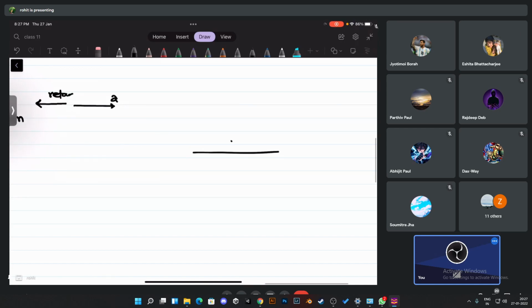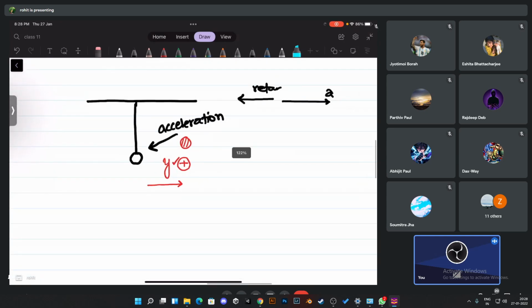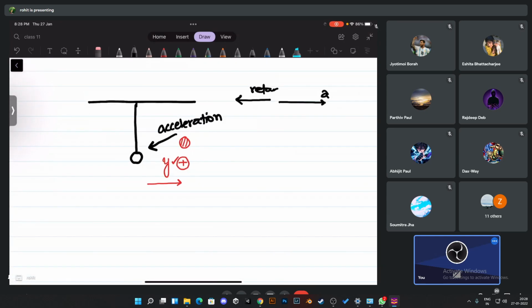I can show you here also. When I throw an object up, is that the direction of acceleration or retardation? Retardation, negative g. But this is the direction of positive g, positive acceleration, and this is negative acceleration. I hope you understand. The same logic goes here also. So this is the direction of acceleration. Do you agree that this also will be the direction of force or not? Yes, sir.